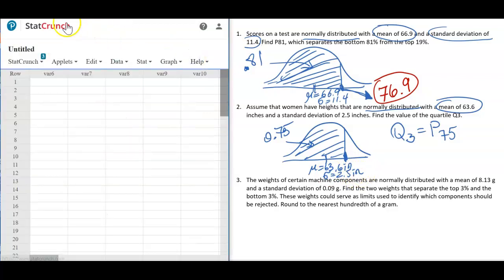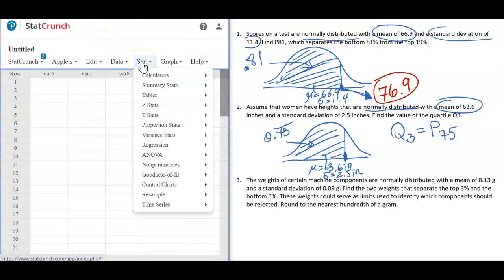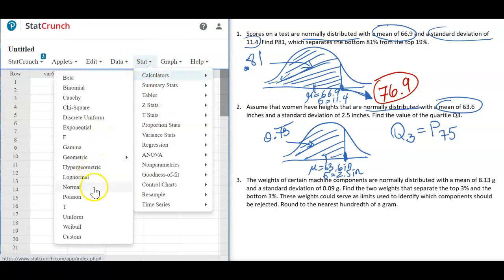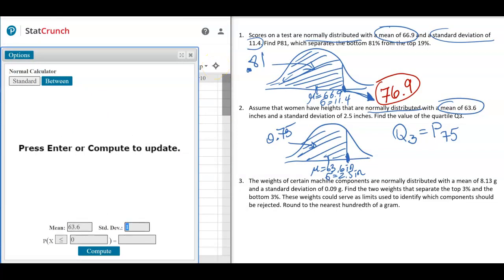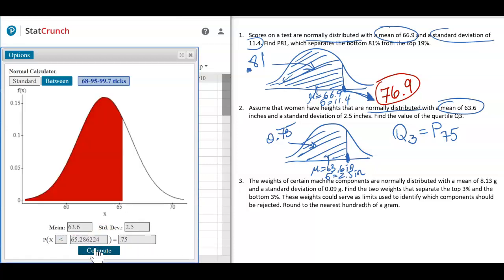We are going to use the StatCrunch normal distribution calculator. So select Stat, Calculators, Normal, adjust the mean to 63.6, standard deviation 2.5, 75% or 0.75 is to the left. So make sure to check the direction of the probability, less than or equal to. Leave this box empty. Area 0.75. Compute. The value of quartile 3 or the 75th percentile is 65.3 inches.